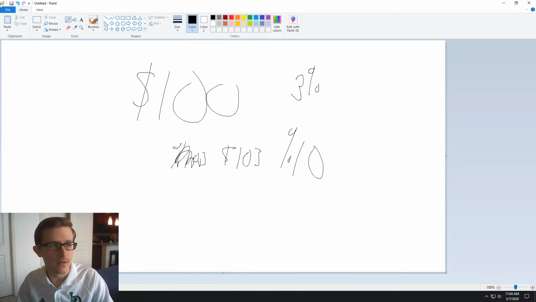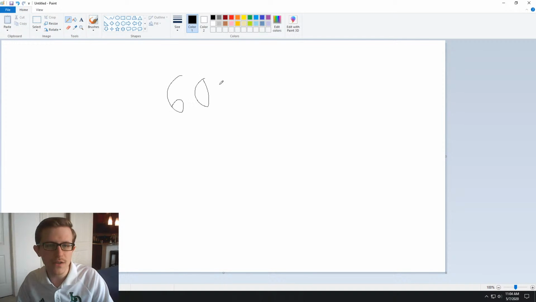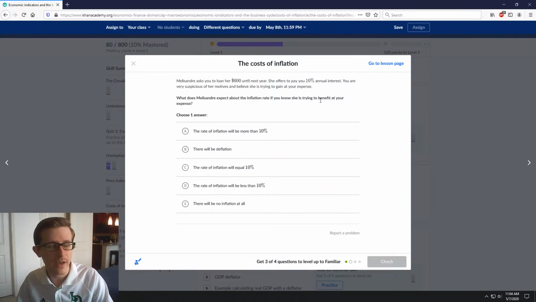So let's get a new document here. New, don't save. All right, so $600 at 10% interest, meaning that next year, how much would she be paying you back? Give you a second to think about that.